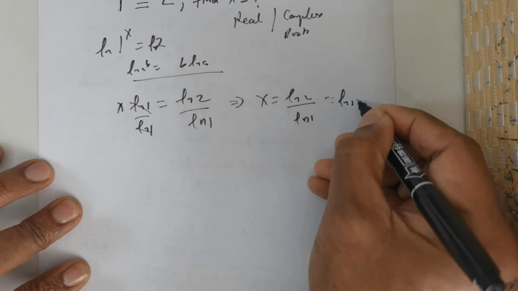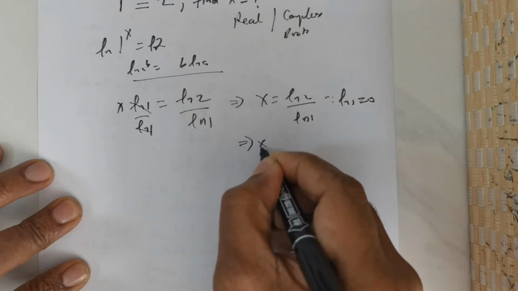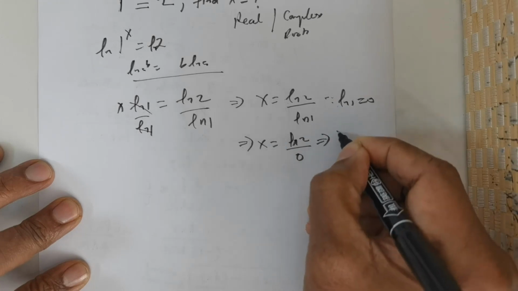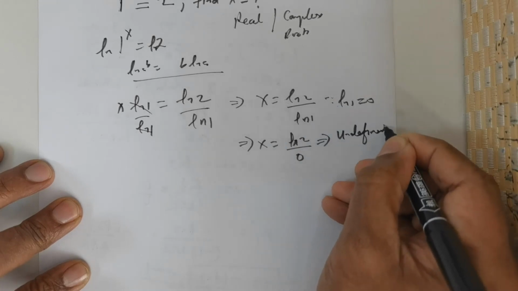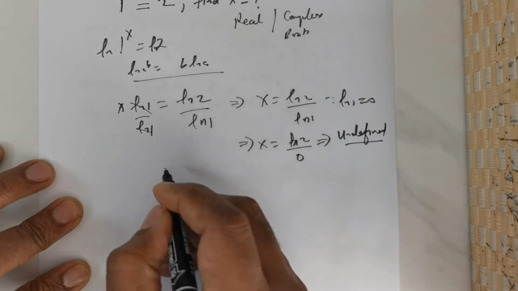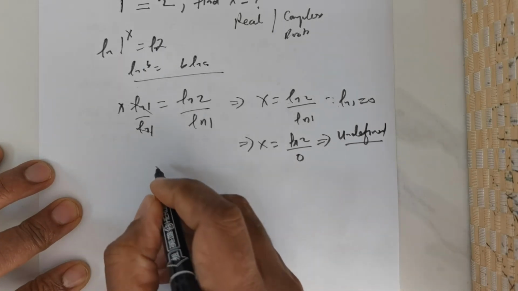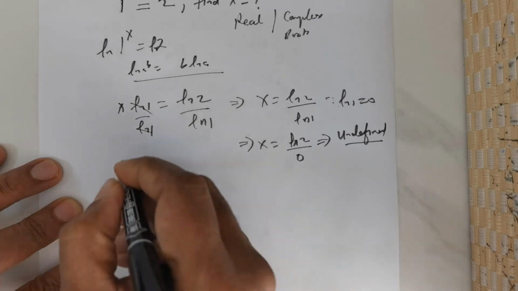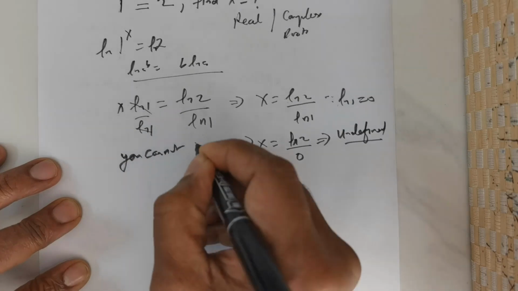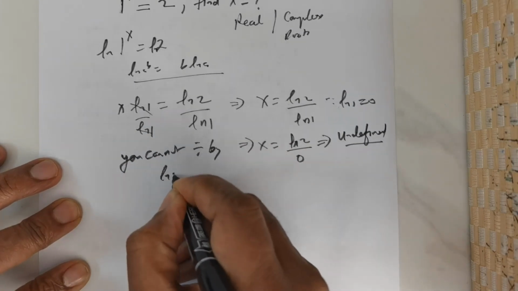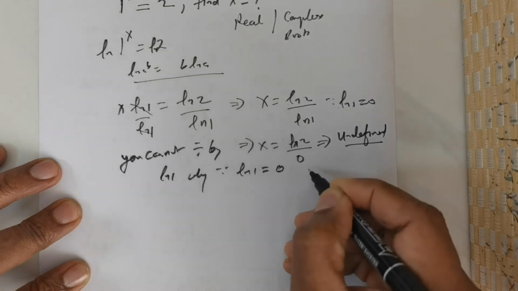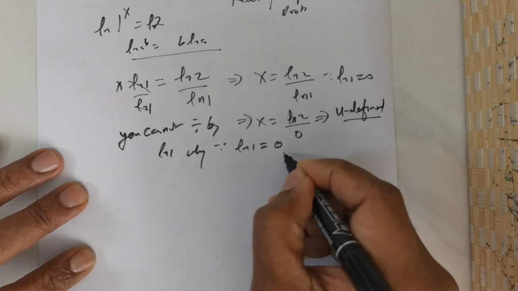Now since ln 1 is equal to 0, this would mean x is equal to ln 2 divided by 0, which means undefined. So you are getting an undefined relationship. And the most important point you need to know is that mathematically you cannot divide by ln 1. Why? Because ln 1 is equal to 0 and dividing by 0 is prohibited.